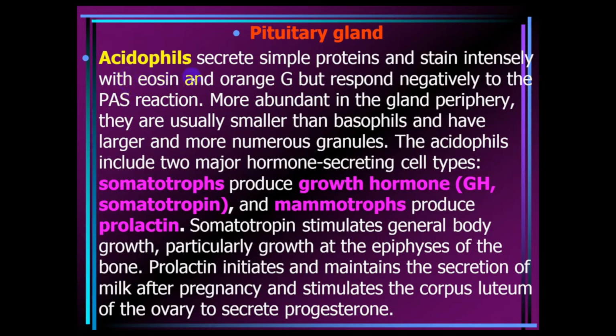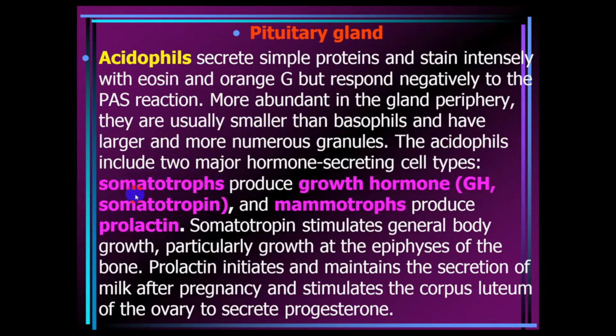Acidophils secrete simple proteins and stain intensely with eosin, also with orange G, but respond negatively to the PAS reaction. They are more abundant in the gland's periphery, it means that they lie on the periphery of the epithelial cords, and they are smaller than basophils, but their granules are larger and more numerous. Acidophils include two major hormone-secreting cell types.